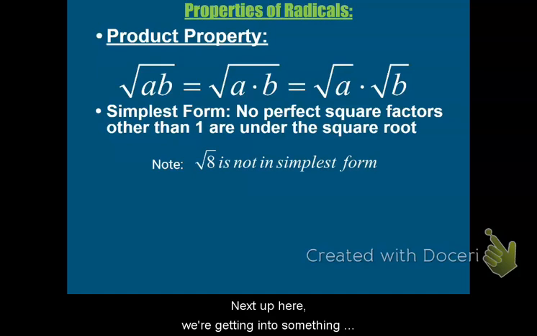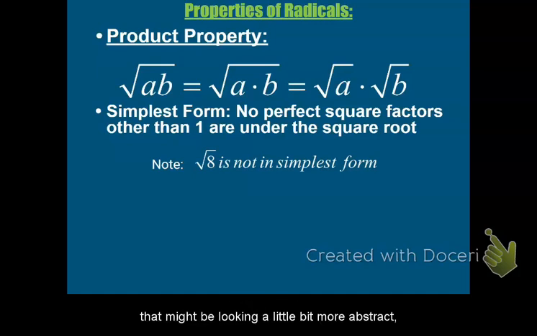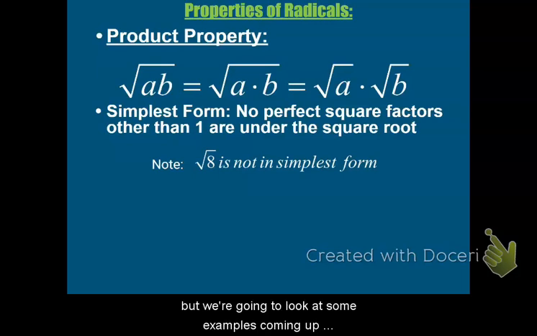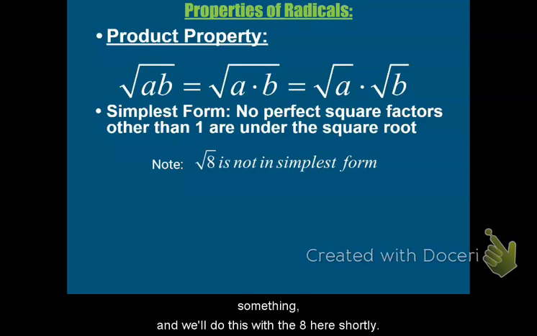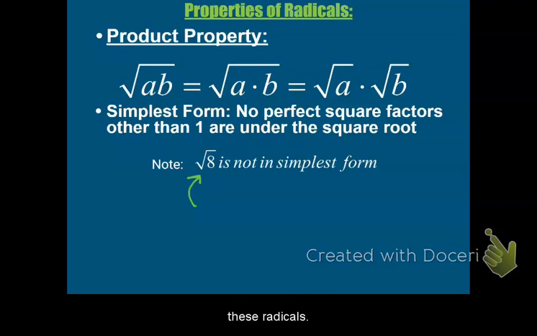Next up here, we're getting into something that might look a little bit more abstract, but we're going to look at some examples coming up next. And we're looking at some properties of radicals. So our goal when we go to simplify something, and we'll do this with the 8 here shortly, this square root of 8, is to try to simplify these radicals.